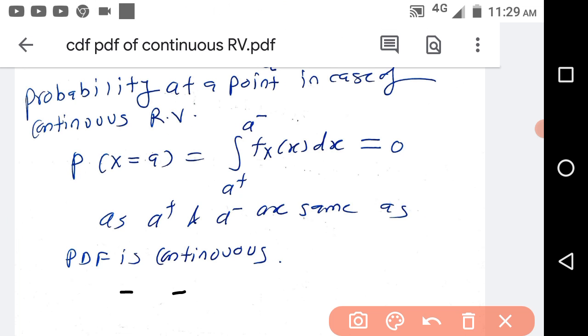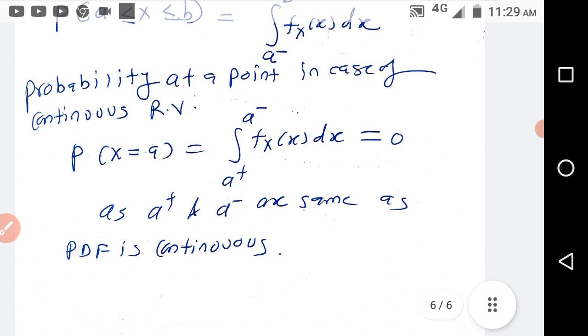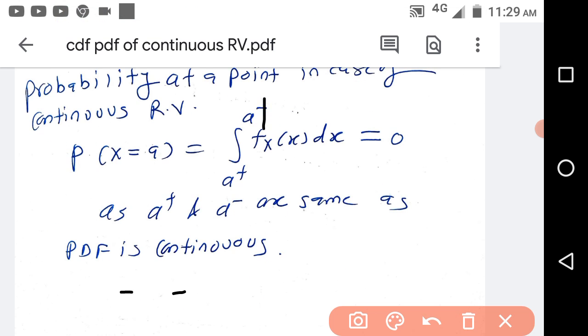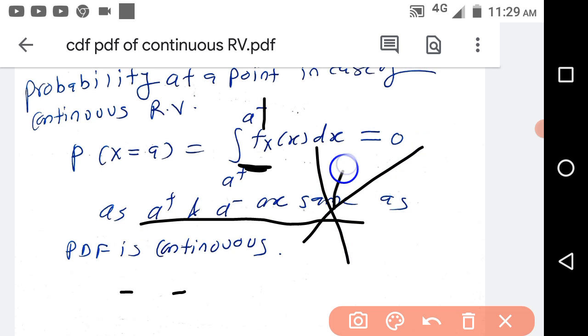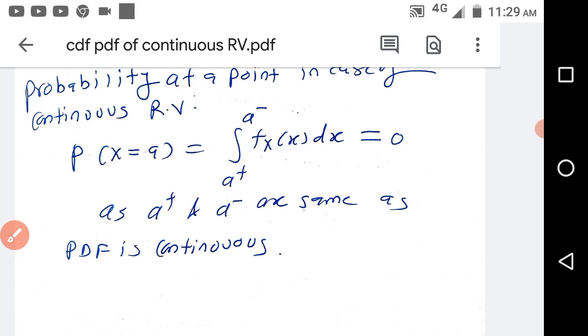For that, here it should be a plus, sorry, it should be a minus. The integral from a minus to a plus of f_X(x) dx is equal to 0. So a plus and a minus are the same in case of a continuous random variable, because the continuous probability density function is continuous in nature. There are no step changes. That's why a plus and a minus are the same, so the integration becomes 0. So the probability at a point in case of a continuous random variable is equal to 0. Hope you understood all the concepts in case of the continuous random variable.